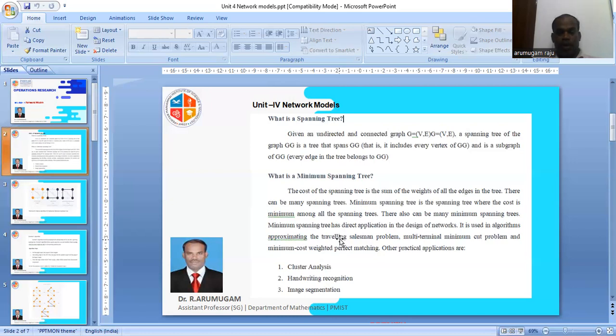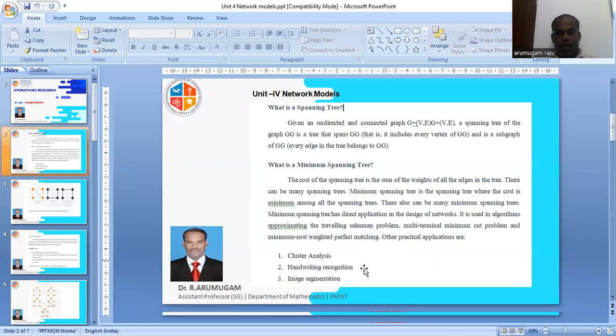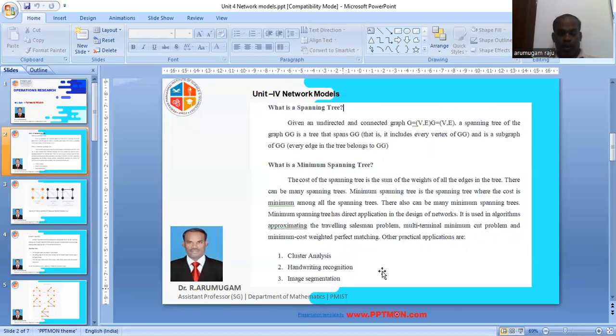The minimum spanning tree has direct applications in the design of networks. Here we have some practical applications based on the minimum spanning tree. The first one is cluster analysis. The next one is handwriting recognition. The third one is image segmentation.